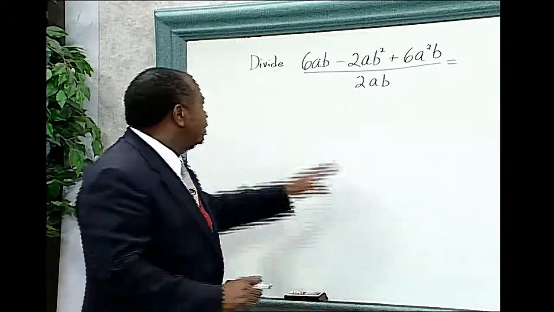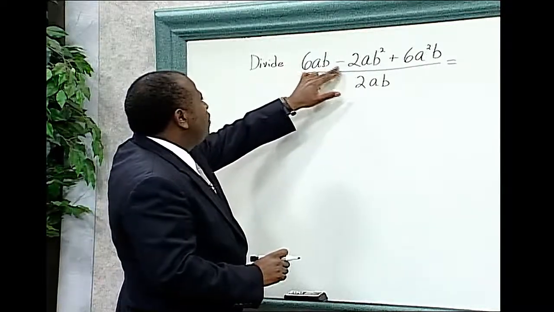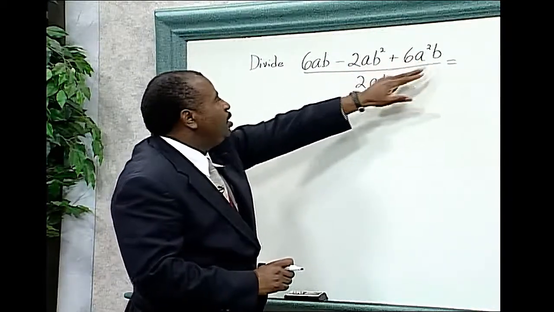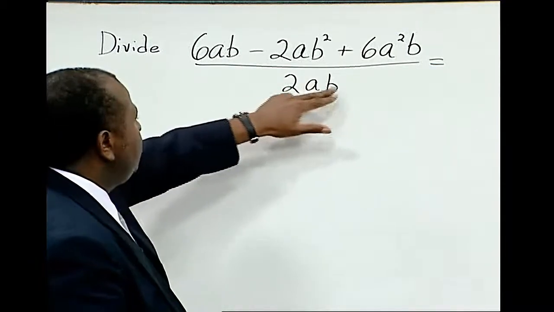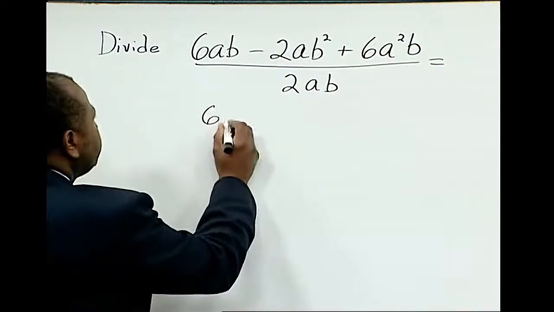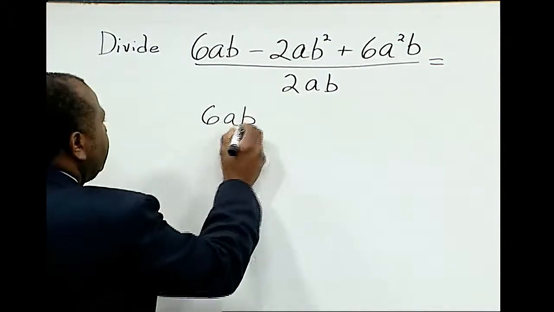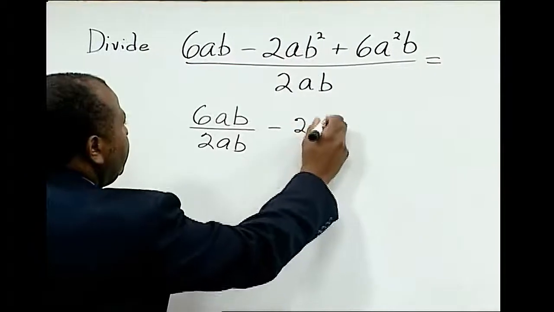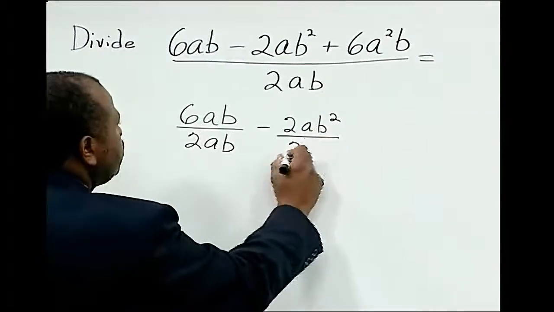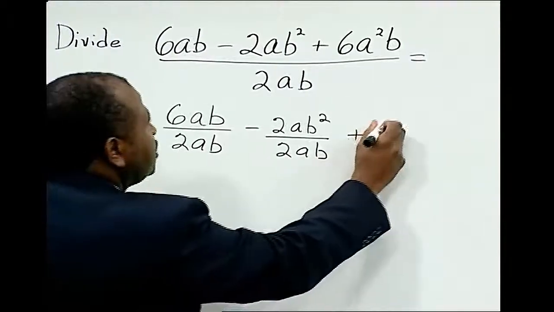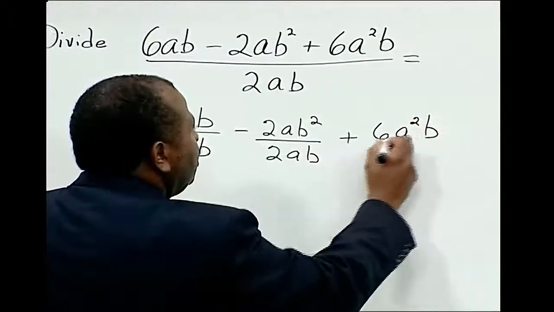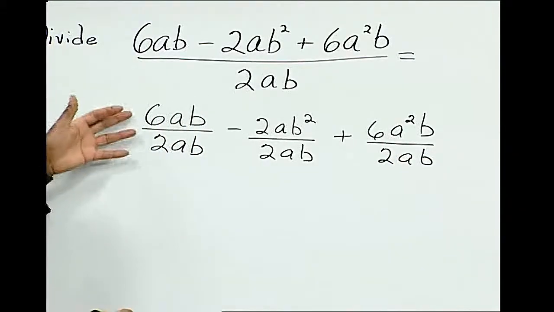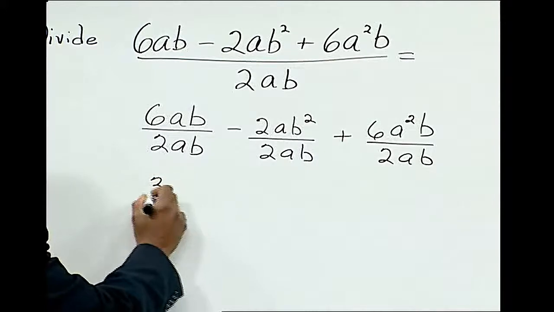Example 2. Divide 6ab minus 2ab to the second power plus 6a to the second power b divided by 2ab. Let's rewrite this problem as 6ab over 2ab minus 2ab squared over 2ab plus 6a to the second power b over 2ab. Let's divide. 6 divided by 2 is equal to 3.